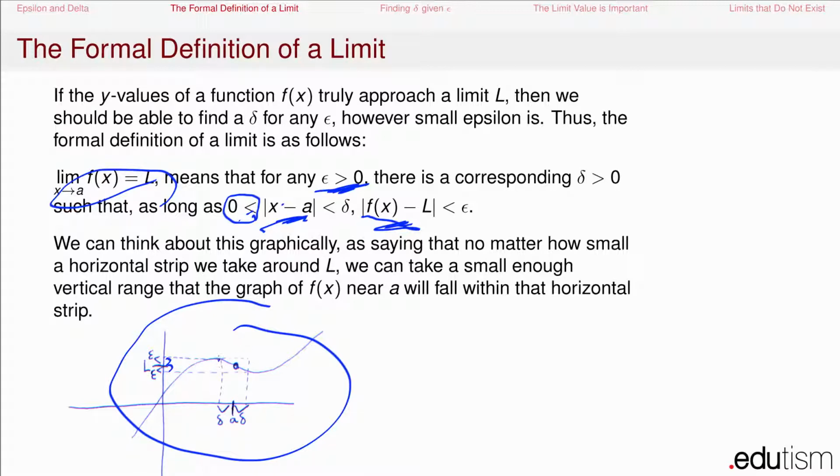As long as the x values are within this portion of the graph, the y values will be within this portion of the graph. And again, there's an exception for the value of the function at A. If the value of the function at A is up here, the limit still is L. Having a point up there at the number A does not affect the value of the limit.